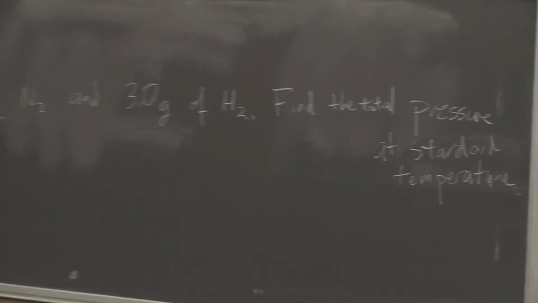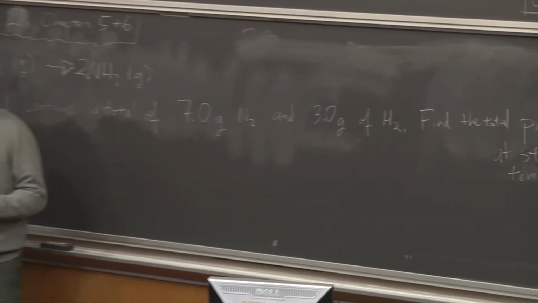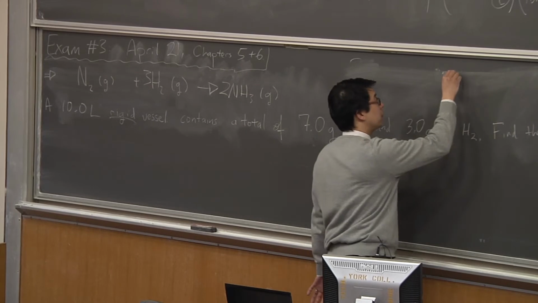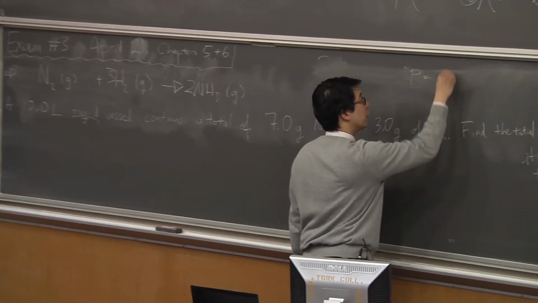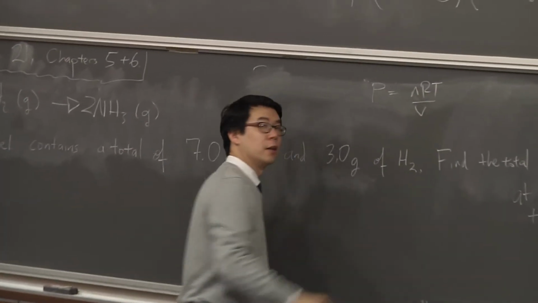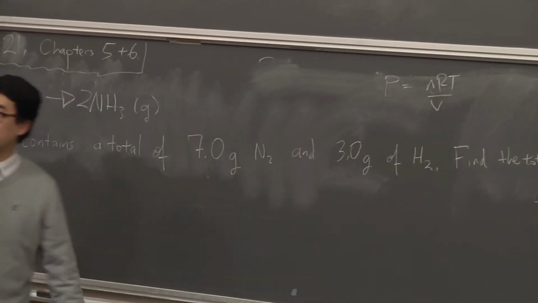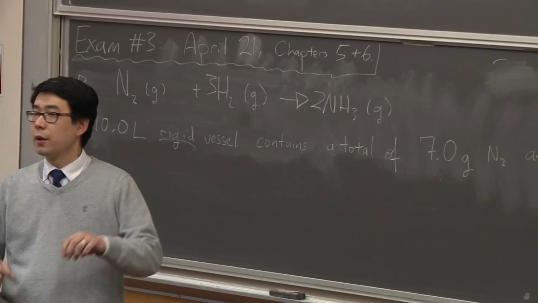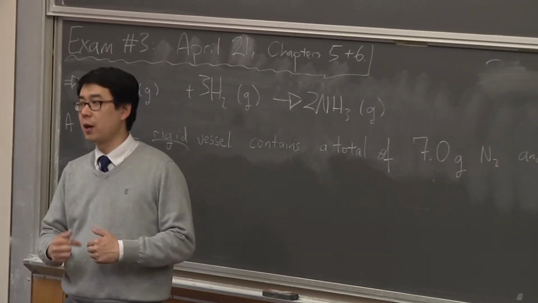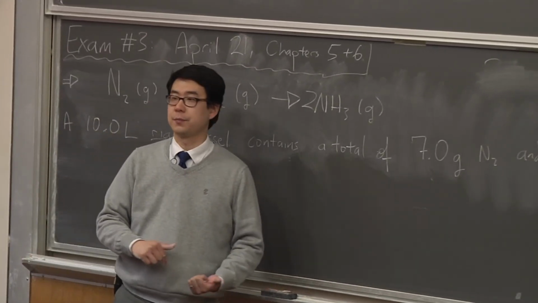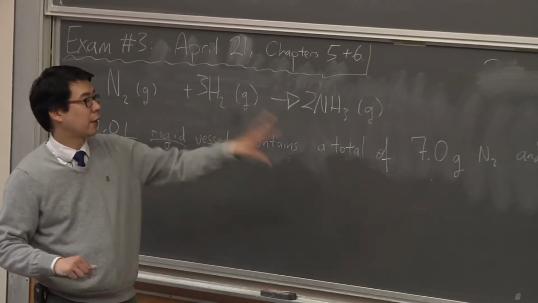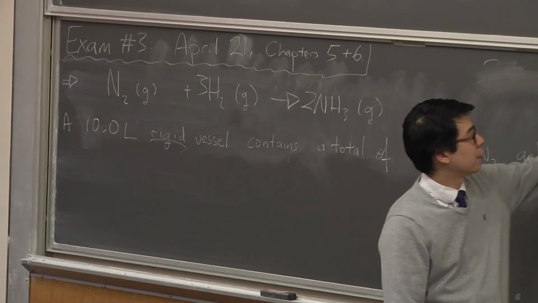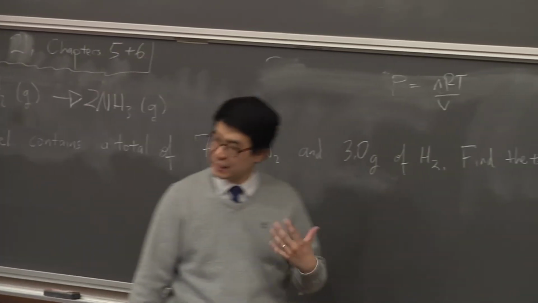This problem here combines two concepts. One is the ideal gas law, PV equals nRT, or P equals, in this case, nRT over V. And it also integrates the fact that if you have a mixture of gases, the total pressure is the sum of the partial pressures. Right? And so you have two gases, and you need to find the partial pressure of each.